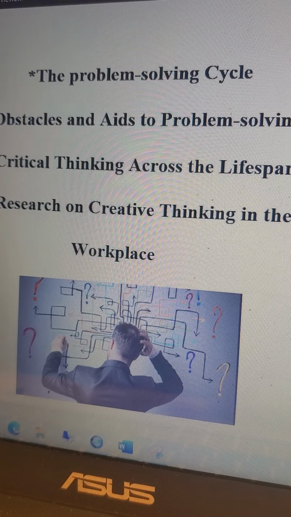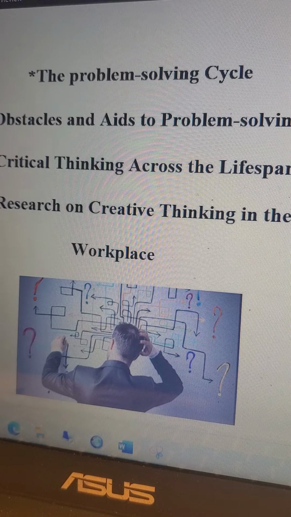Welcome to Module 7. And tonight we will be taking a look at the problem solving cycle, obstacles and aids to problem solving, critical thinking across the lifespan, and we'll close out with research on creative thinking in the workplace. Let's take a look at the problem solving cycle that consists of 7 steps.